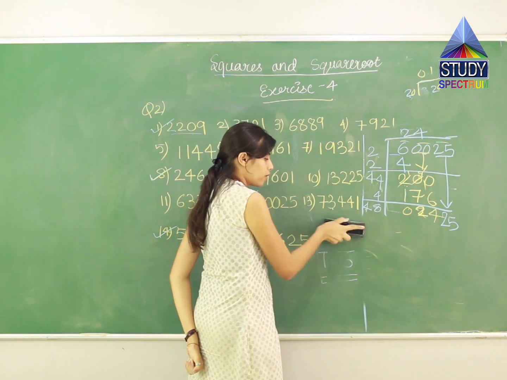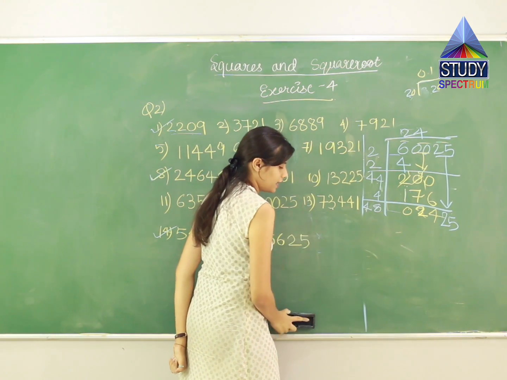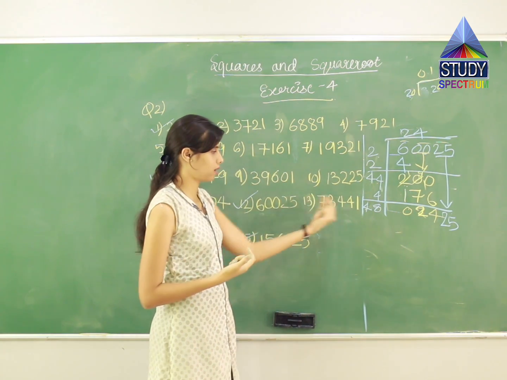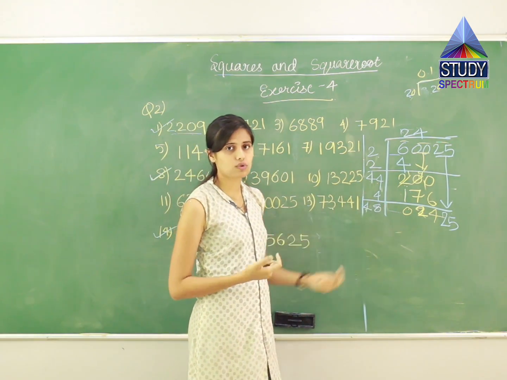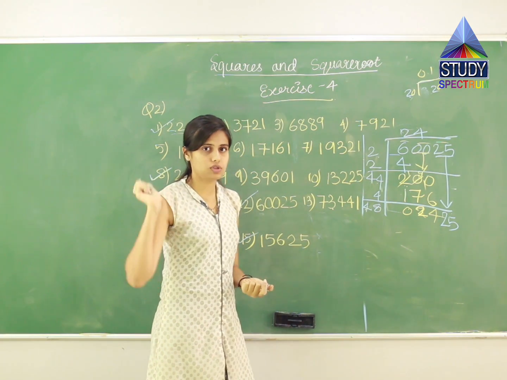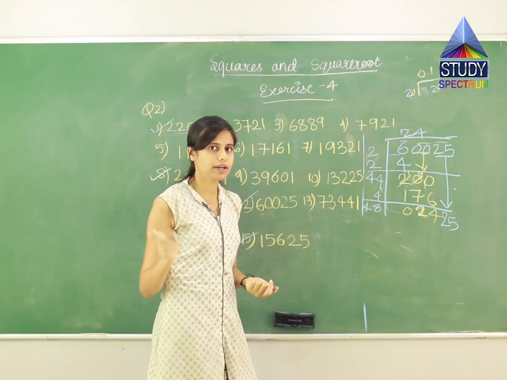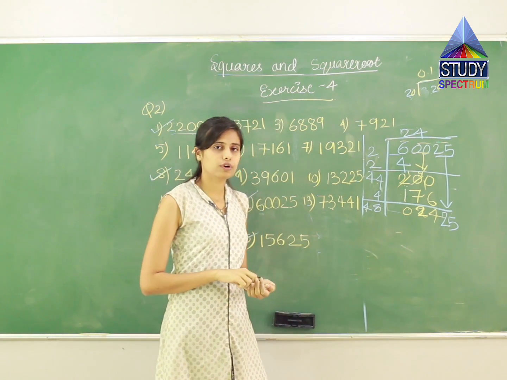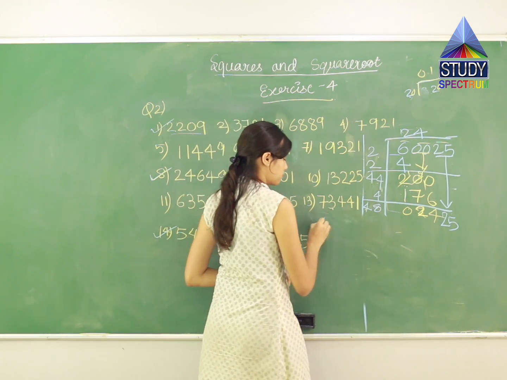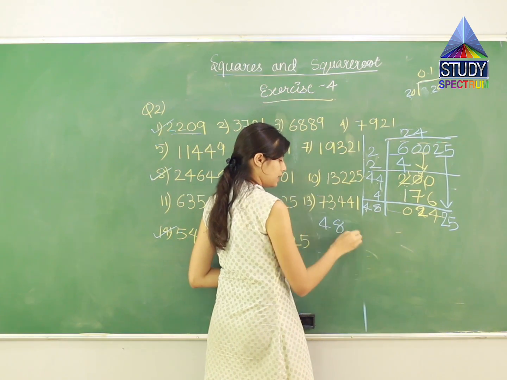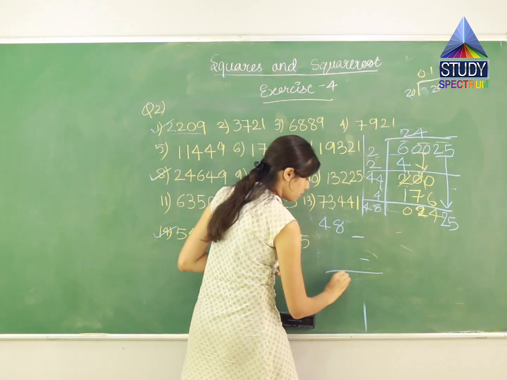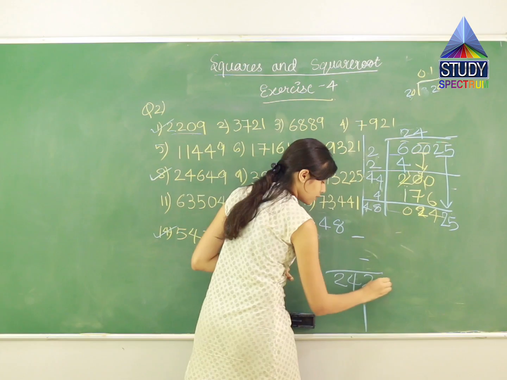So what do we have to do? We have to add such a number to 48, meaning an extra digit in the units place to 48, so that the number which we find multiplied by that digit itself will give us 2425. So let us write the number first. 48 and a dash number multiplied by a dash number will give us 2425.